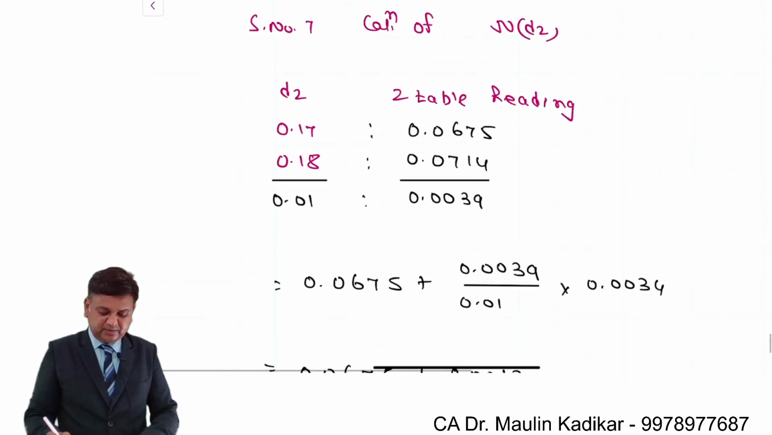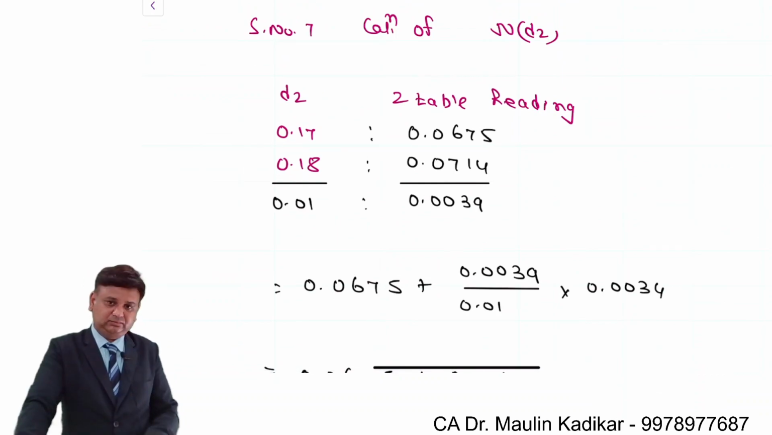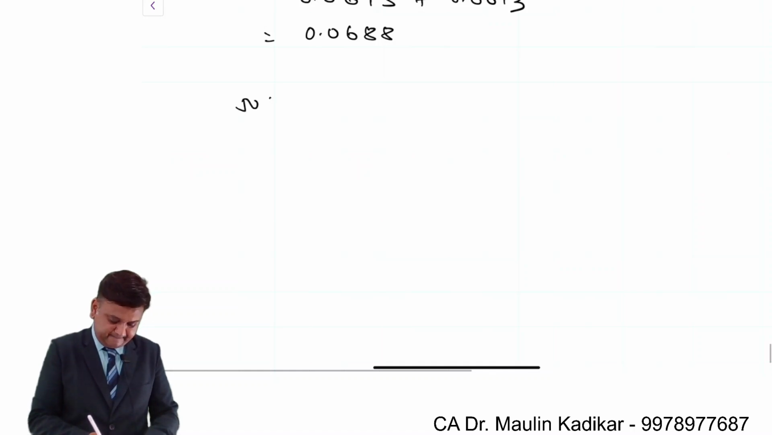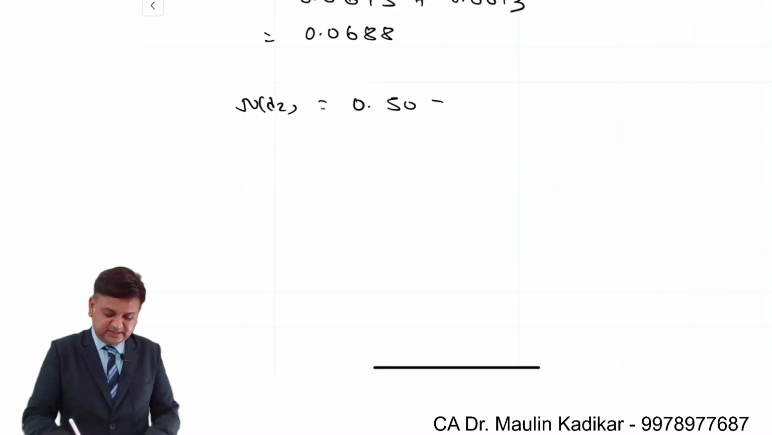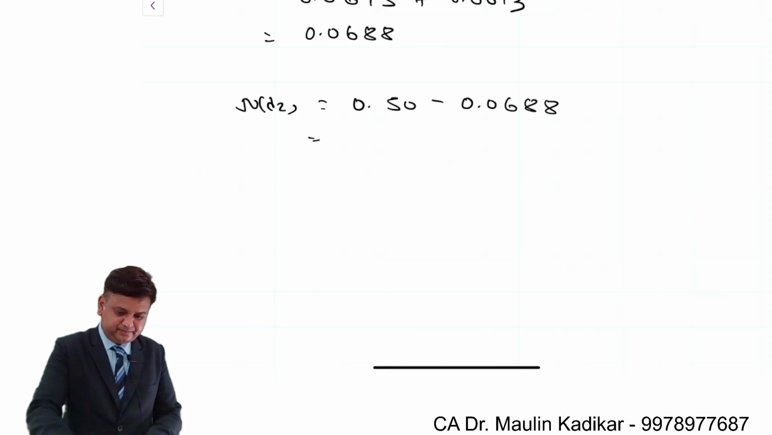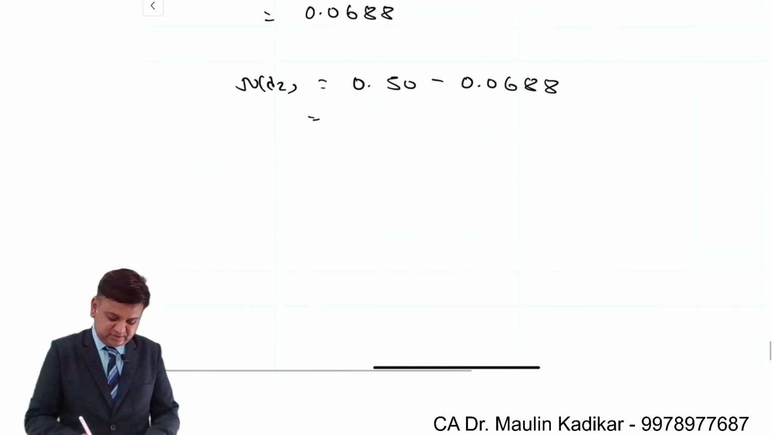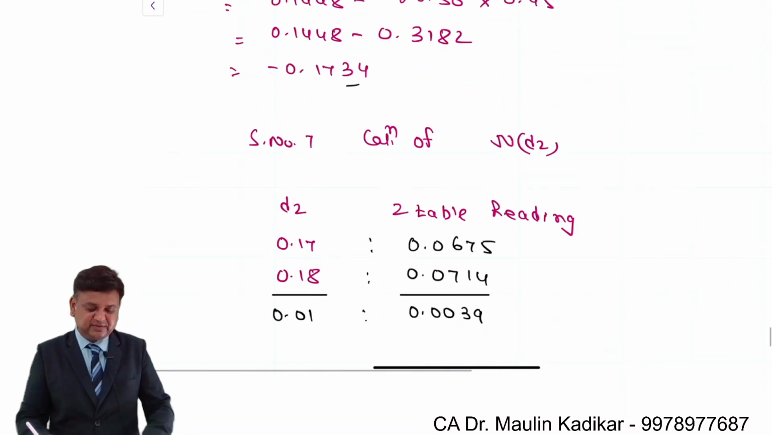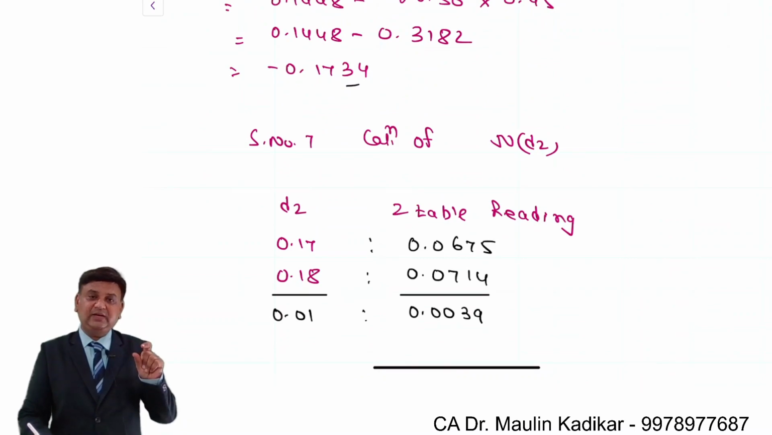Now based on this, we'll compute the ND2 value. So ND2 is equal to 0.50 minus 0.0688. So it is 0.4312. Dear students, this time it is deducted. Why? Because the D2 value is negative. So the reading will be added if the value is positive, otherwise it would be deducted if it is negative.